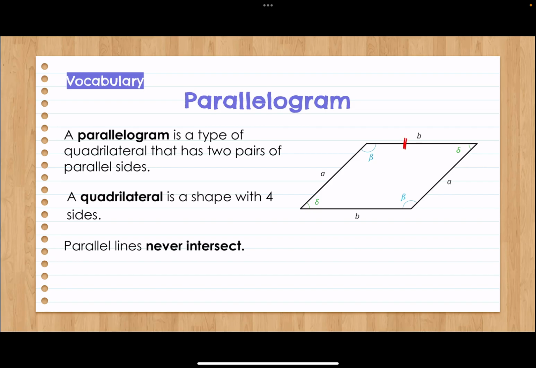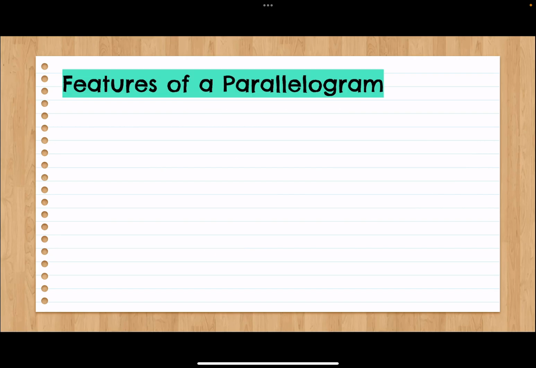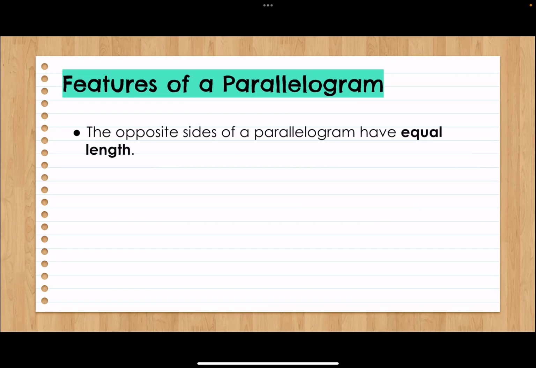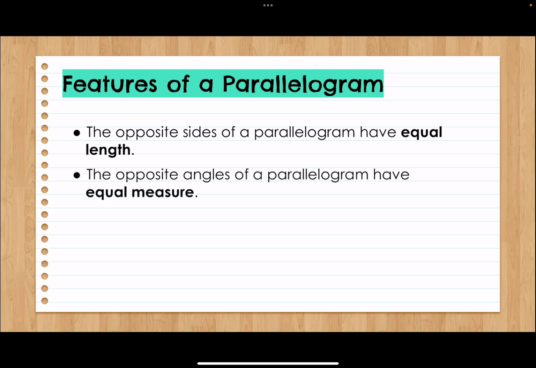So opposite sides are parallel. So the two side B's are parallel to each other, and the two side A's are parallel to each other. And we have four sides total. Other features of a parallelogram. So things to note is the opposite sides of a parallelogram have equal length. The opposite angles of a parallelogram have equal measure.